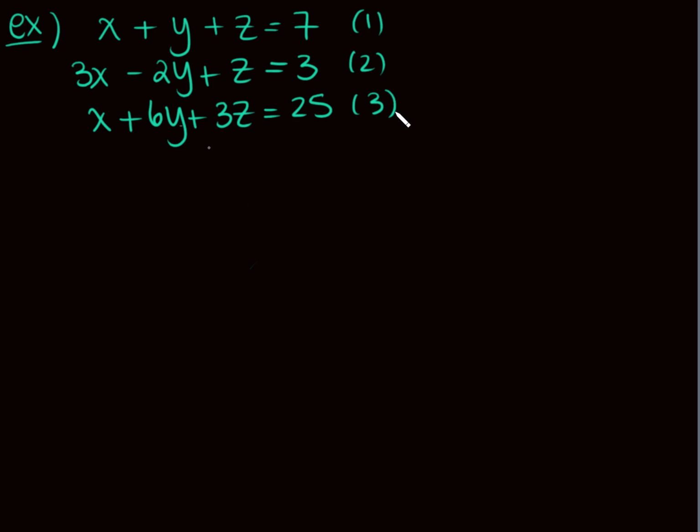I have equation 1, equation 2, and equation 3. Okay, so what I want to do is get rid of one of the variables. That's going to be my goal. And if you notice in this one, unlike the last one, I can't just add 2 equations and get rid of that variable. So there are some options here. We can multiply this second equation by 3 and add them together. Or I could get rid of the z's right here pretty well and add it together.